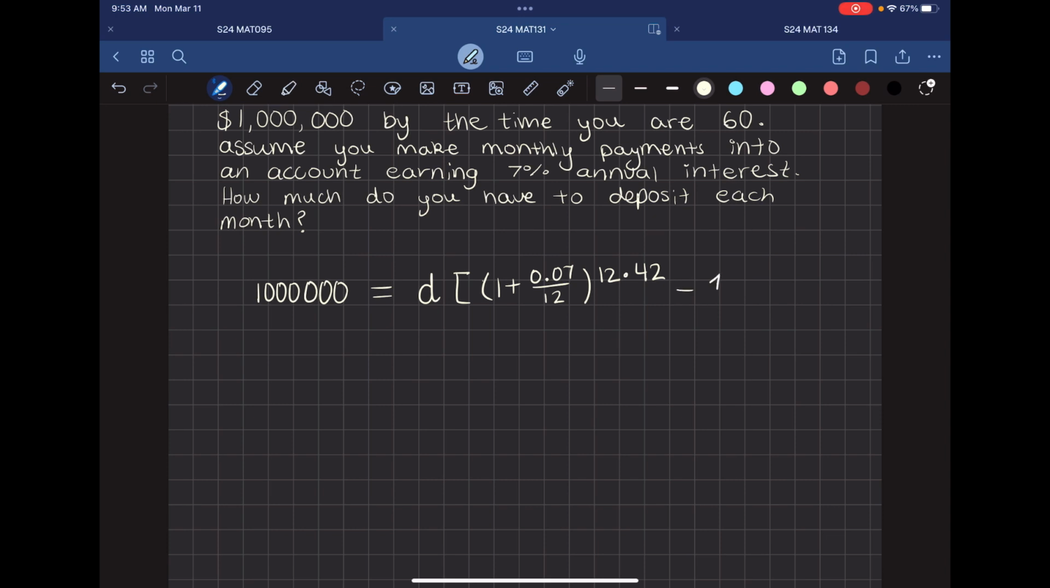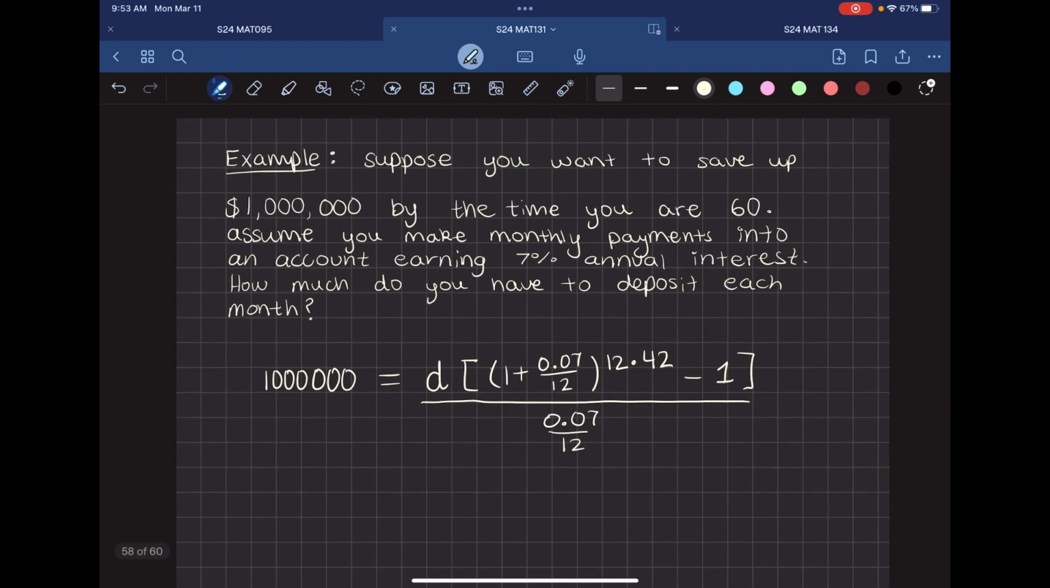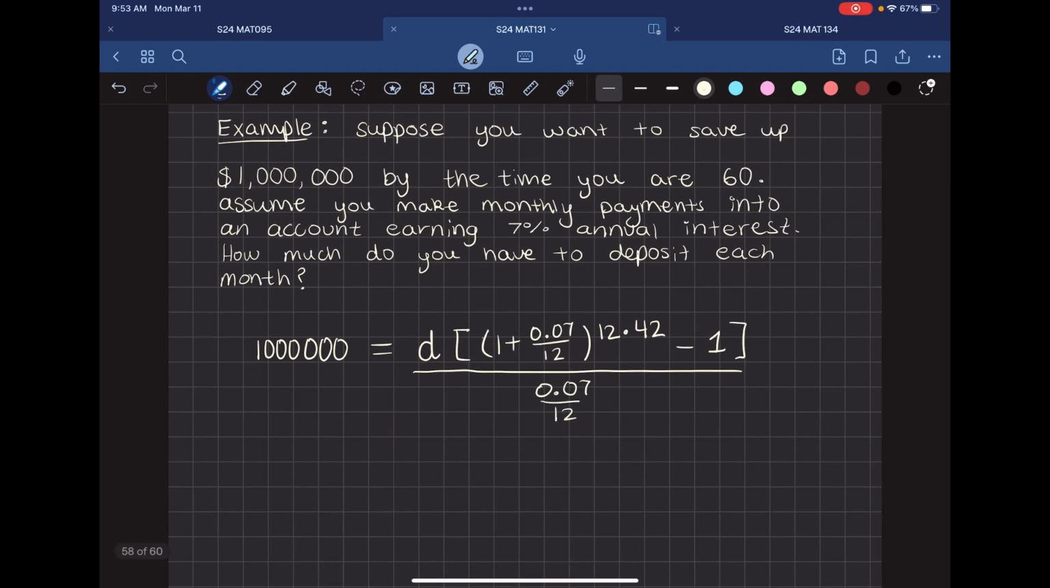Okay, and then according to the formula, we have this minus 1. Divide out by, again, 0.07 divided by 12. So I'm just plugging in interest rate is 7%. We're compounding monthly because we're making monthly payments. We're assuming stuff is monthly. And so we have all of this set up. And basically, we're trying to solve for this D right here.